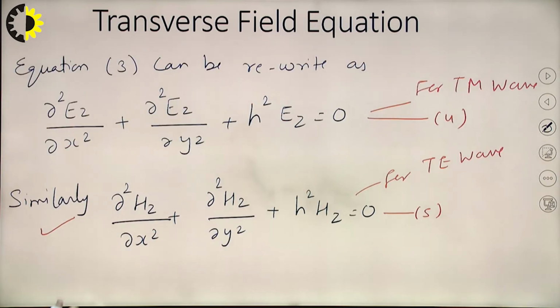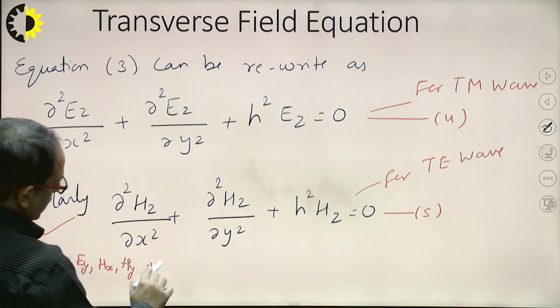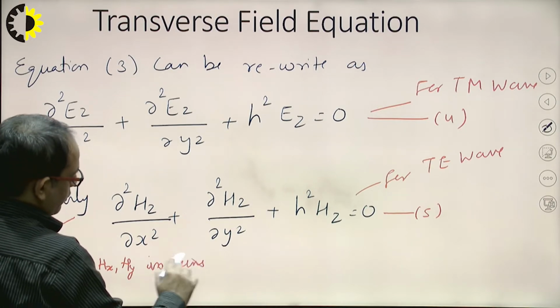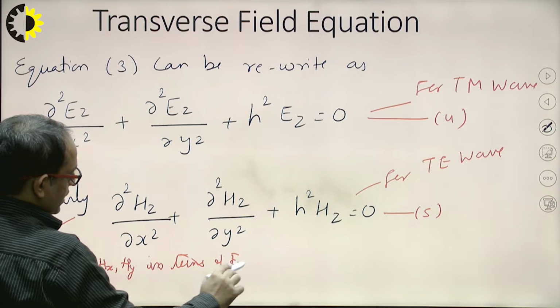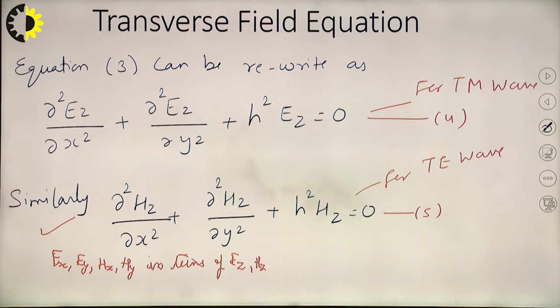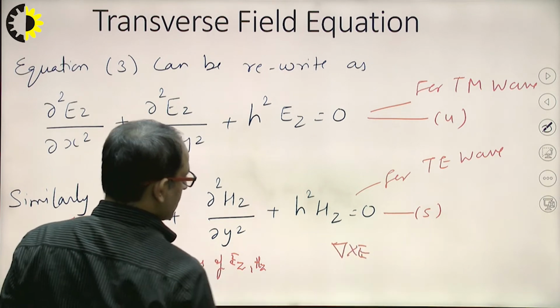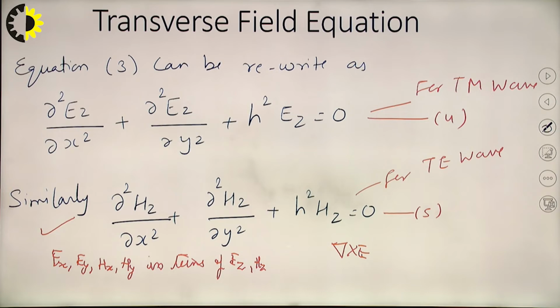Now we have found out Hz. Now we will find out Ex, Ey, Hx, Hy in terms of Ez and Hz. Now how will we find them? First we will calculate del cross E, and using the Maxwell equation we will put the value in another equation, and you will get the equation.